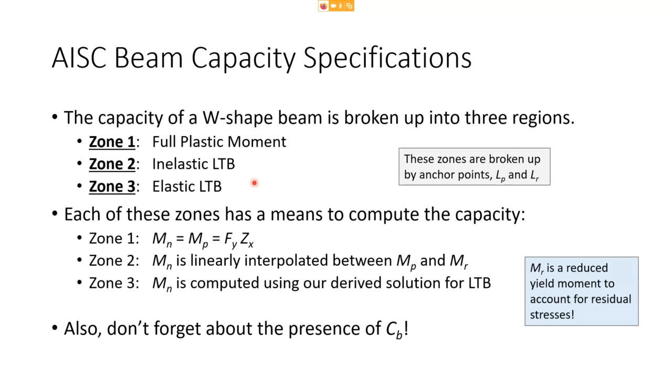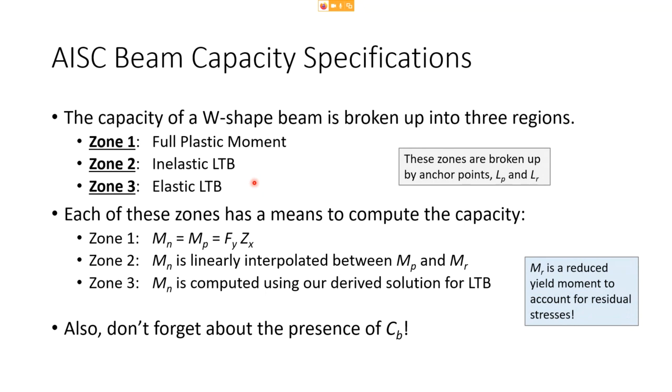And then past that, we split it up into two regions, either an inelastic buckling zone, inelastic LTB, or an elastic buckling zone, elastic LTB. So there's three zones: there's full plastic moment, there's the inelastic buckling range, and the elastic buckling range. Now, if you've got three zones, you need two anchor points to figure out whether you're in zone 1, zone 2, or zone 3. And so those anchor points are what are called LP and LR.